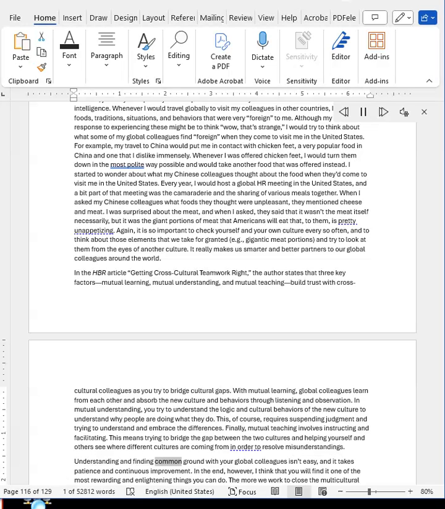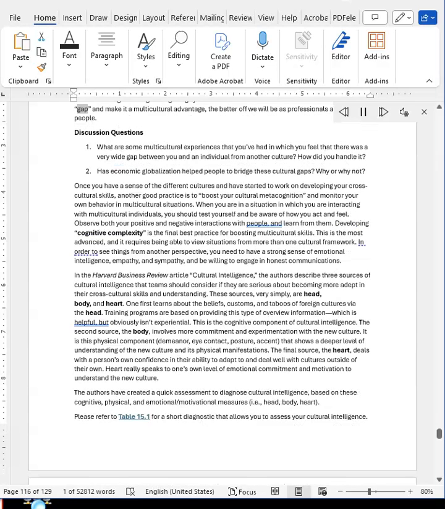Understanding and finding common ground with your global colleagues isn't easy, and it takes patience and continuous improvement. In the end, however, I think that you will find it one of the most rewarding and enlightening things you can do. The more we work to close the multicultural gap and make it a multicultural advantage, the better off we will be as professionals and as people.